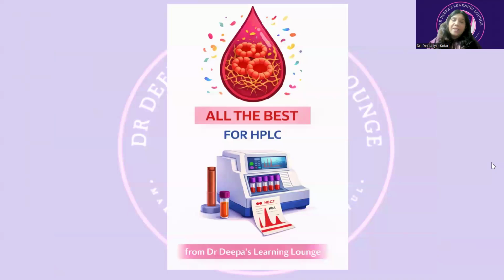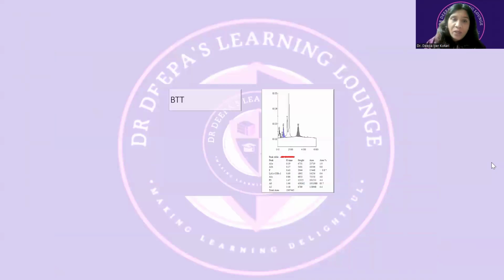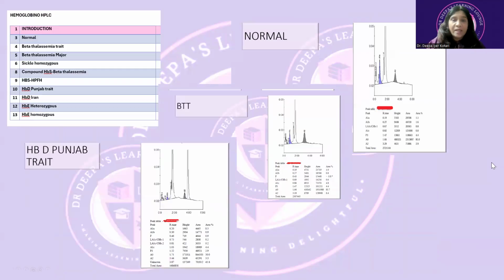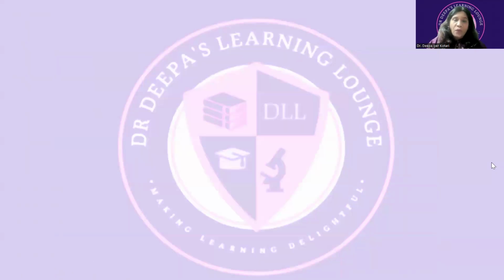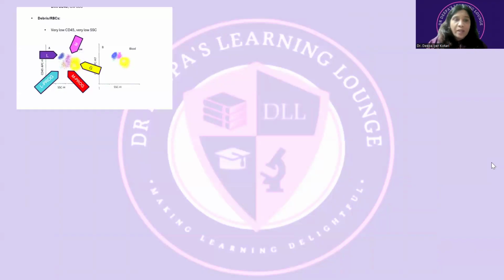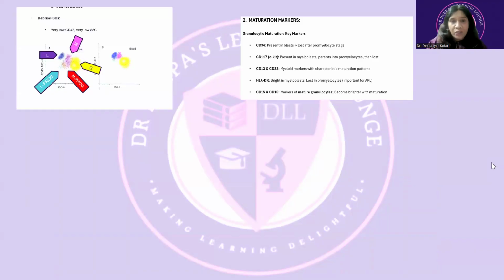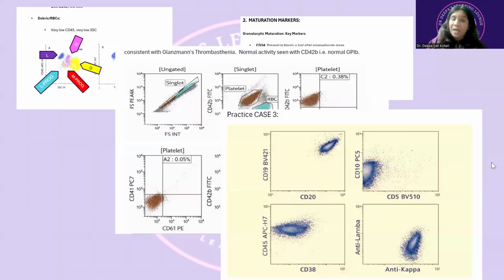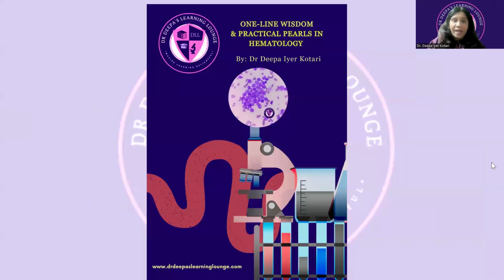The third is the hemoglobin HPLC section, where you will have high yield images and the common variants of hemoglobinopathy discussed. All of these are in the third section. The fourth is the flow cytometry section, where the gating strategies, the maturation markers, and the basic strategies of flow cytometry are discussed in detail. You also have multiple important case lists for your understanding.